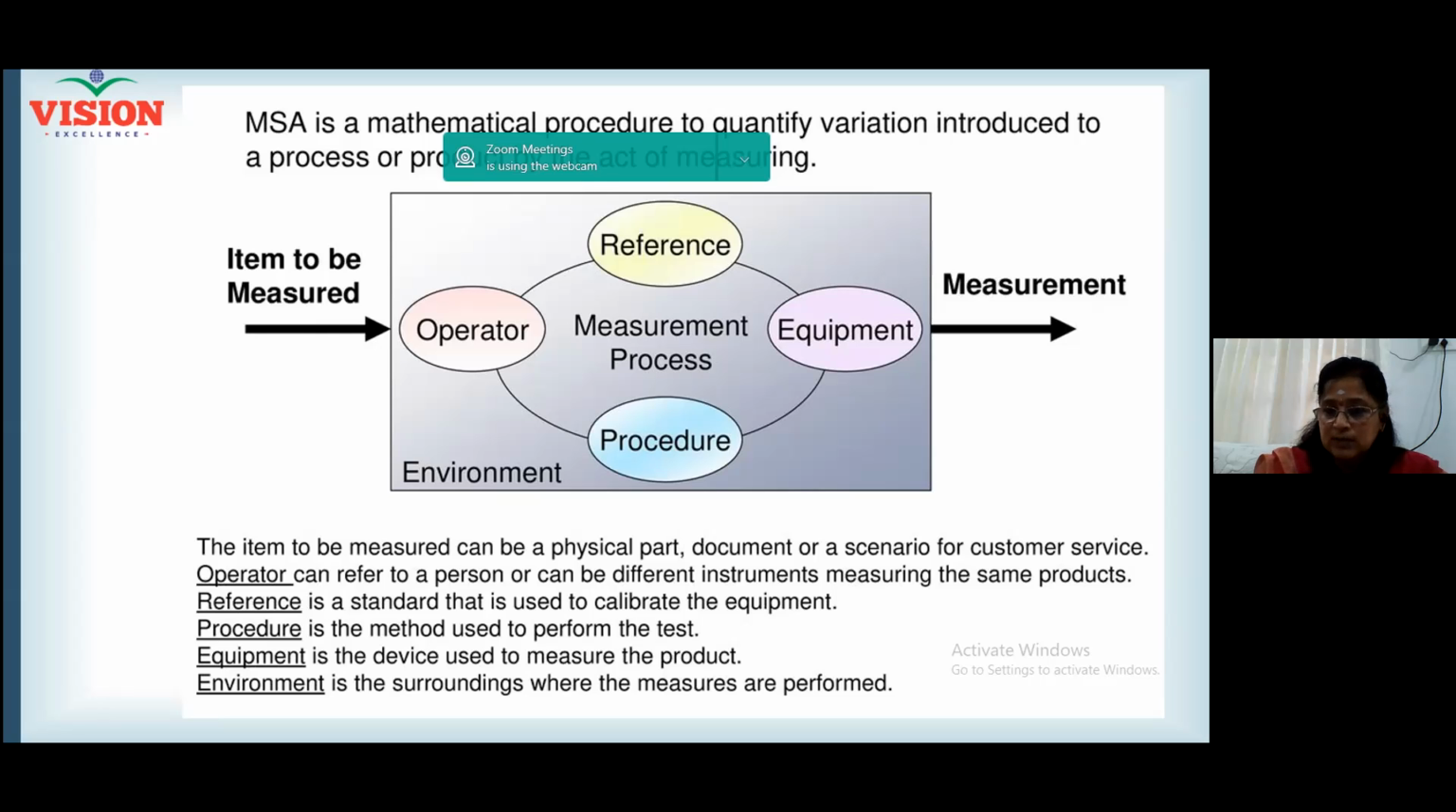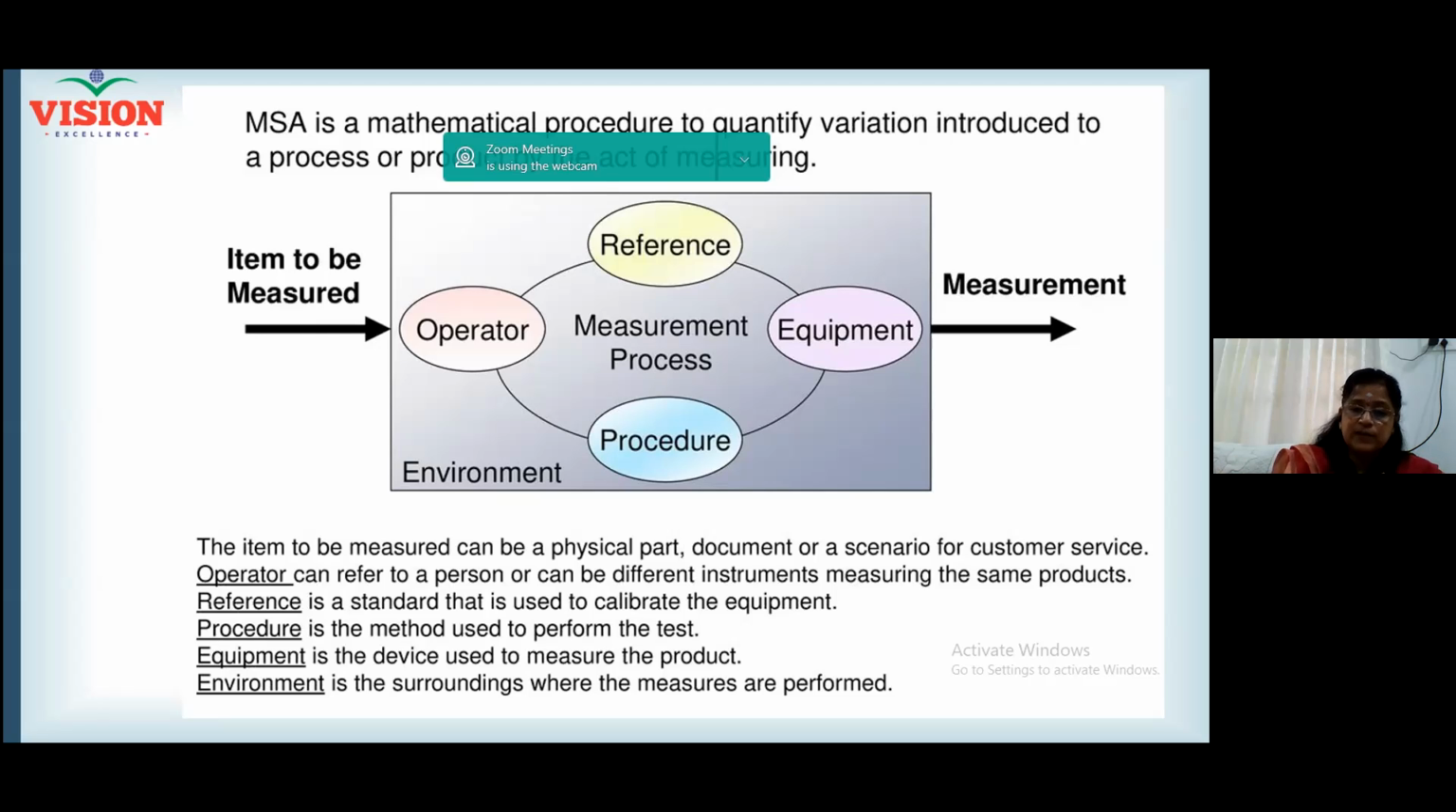Not all equipment comes under your scanner, and the procedure of taking all that has to be perfectly fine-tuned to your team members or the persons who are going to take the data. The item to be measured can be a physical part or a document or a scenario for a customer. The operator can refer to a person or can be different instruments measuring the variation. Now the reference is a standard that is used to calibrate the equipment.